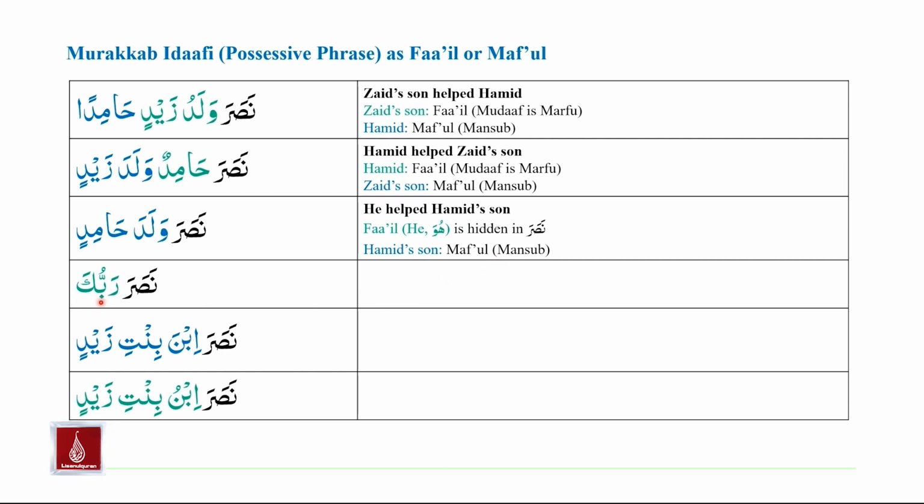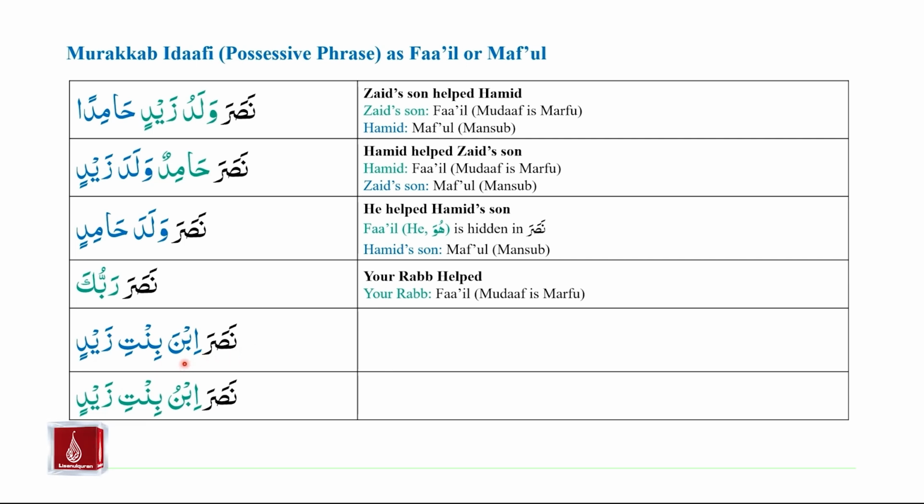Nasara Rabbuka. Rabbuka in this case is the murakkab izafi. Rabbuka is marfu because the mudaf is marfu. Nasara Rabbuka can be translated as your Rabb helped. Rabbuka means your Rabb. In this example, we do not see a maf'ul. We do not specify who was helped. We just have the fi'il and the fa'il. Your Rabb is the fa'il because the mudaf is marfu.